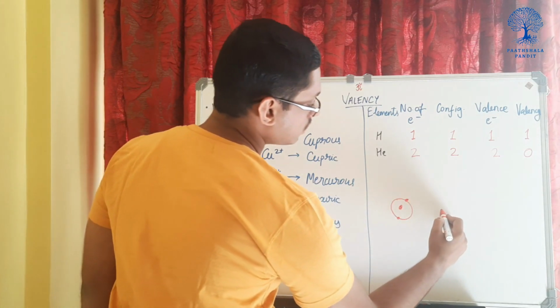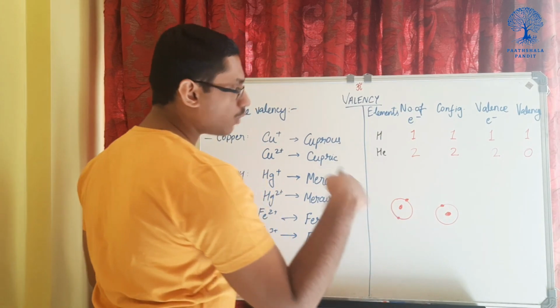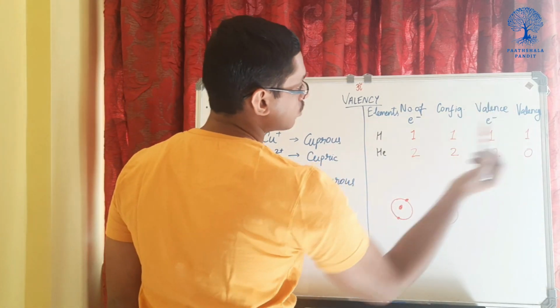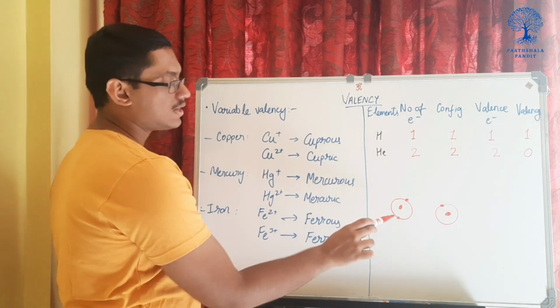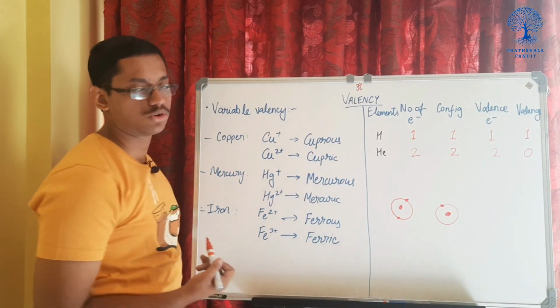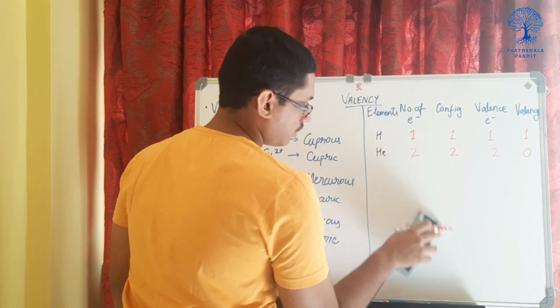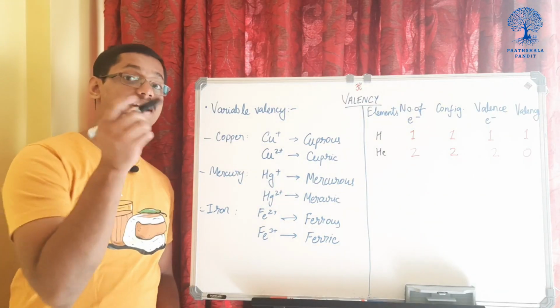So in hydrogen there was only 1 electron. It needed 1 more electron, so its valency was 1. In helium it had 2 electrons. It is complete, satisfied. So why will it give or take 1 more electron? Its valency is 0. Okay, understood? Let's see about lithium.